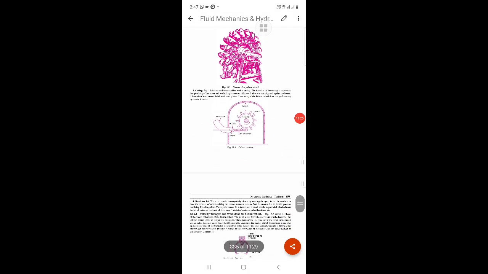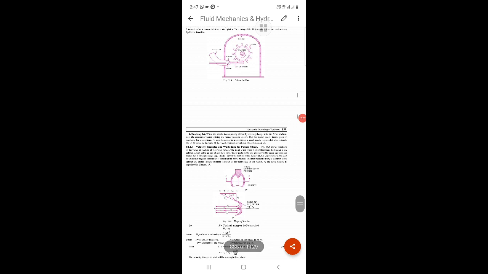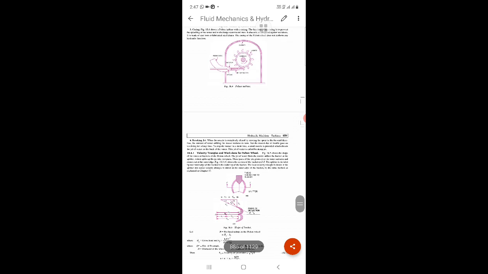So last is the braking jet. So what do you mean by braking jet? The jet provided on the opposite side of the Pelton wheel turbine for braking the speed of the turbine.